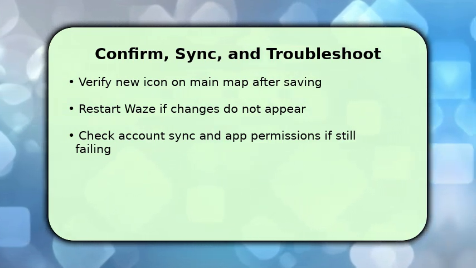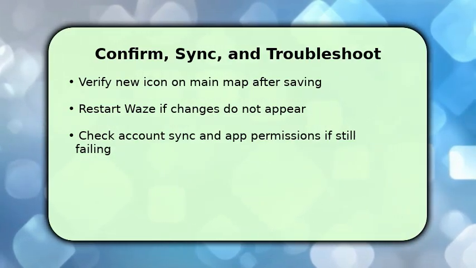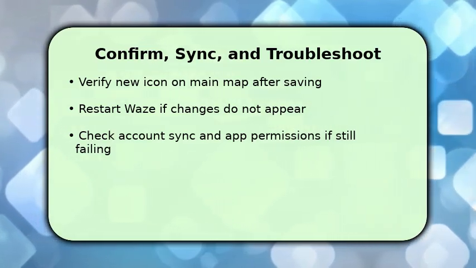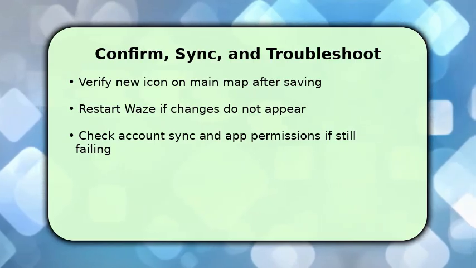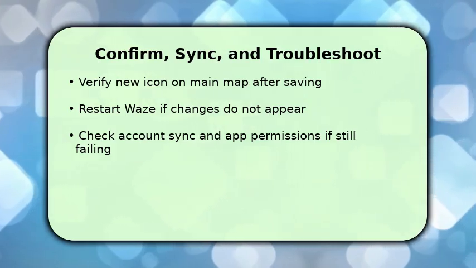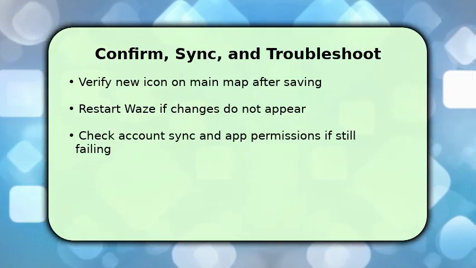If it doesn't, force close and restart Waze because cached data sometimes delays visual updates. If restarting fails, make sure you're signed into the correct account and that Waze has storage and network permissions so settings can sync. One tip: clear the app cache or reinstall only if sync still fails. That resolves persistent display issues.